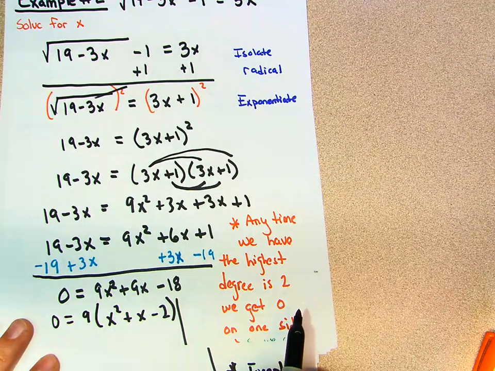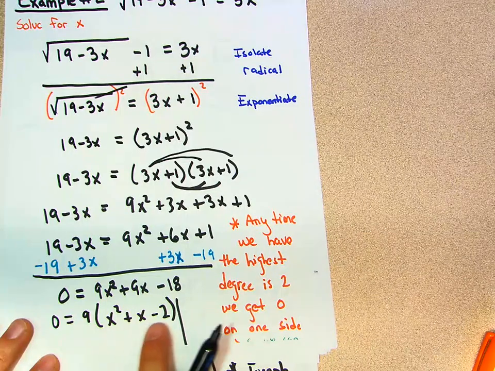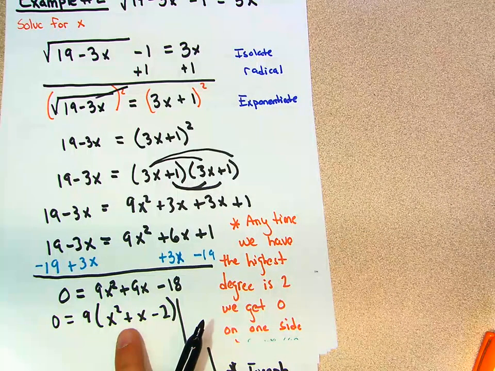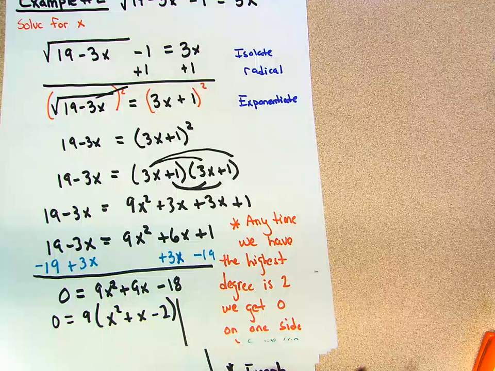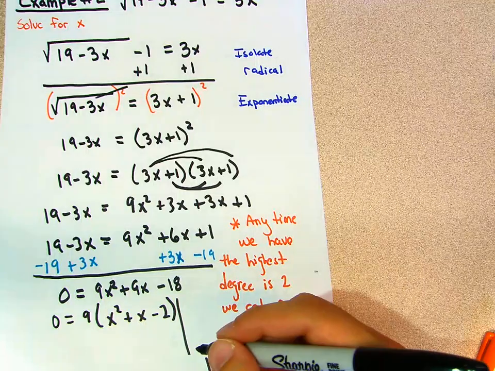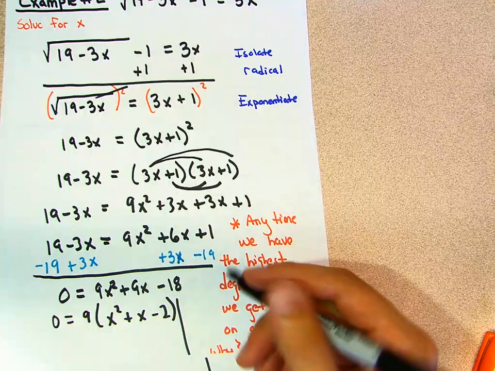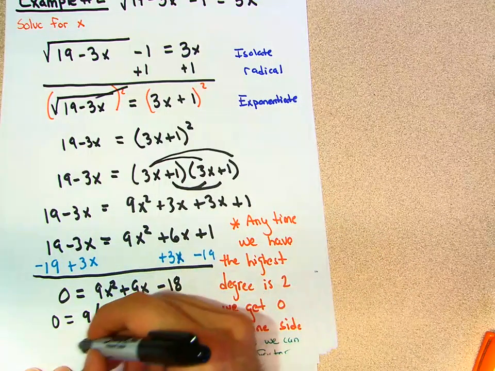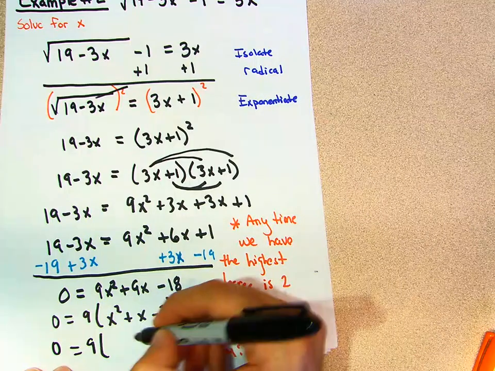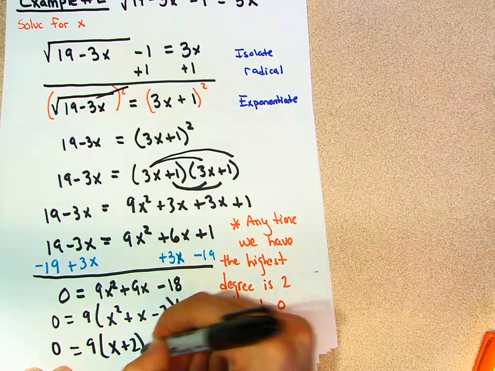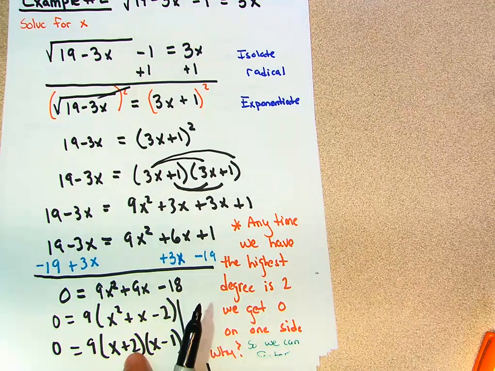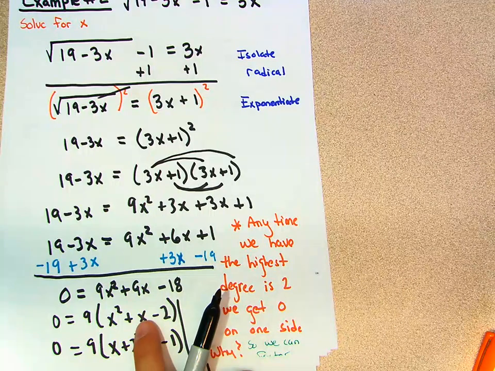Right? And now what two numbers when you multiply give you negative 2, but when you add give you 1? Hold on 1 second. This will be 0 equals 9 times x plus 2 times x minus 1, right? Because 2 times negative 1 is negative 2. 2 plus negative 1 is positive 1.